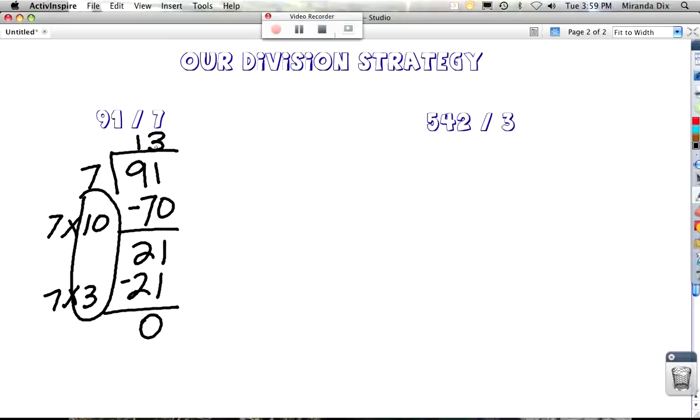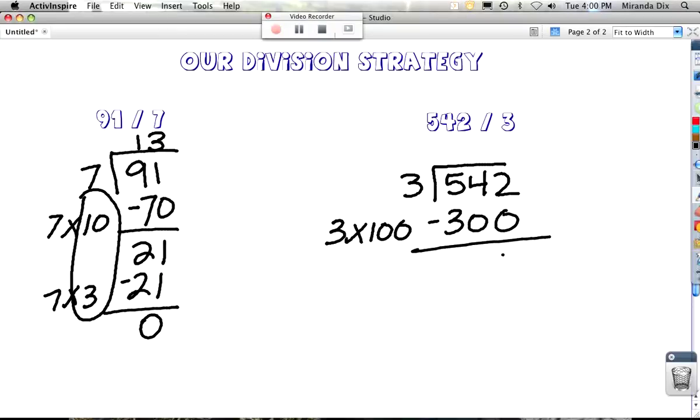Now, if your number was larger, like 542 divided by 3, we would start very similarly. We would put the big dog inside the doghouse, make the little dog sleep outside, and instead of thinking 3 times 10, man, it would take me forever to subtract 30 from 542 until I got down to close to 0. I might think, well, could I do 3 times 20? Could I do 3 times 30? Could I do 3 times 100, which is what I'm going to do here. So if I do 100 groups of 3, I can subtract 300, and that leaves me with 242.